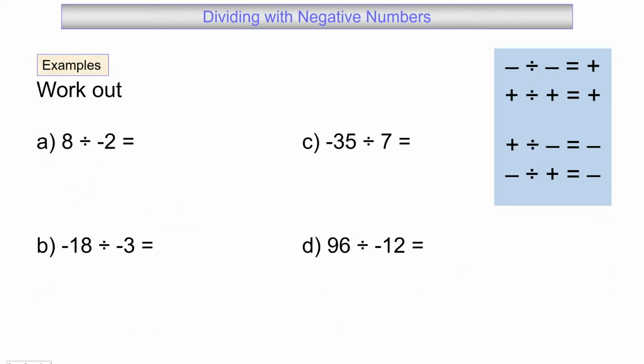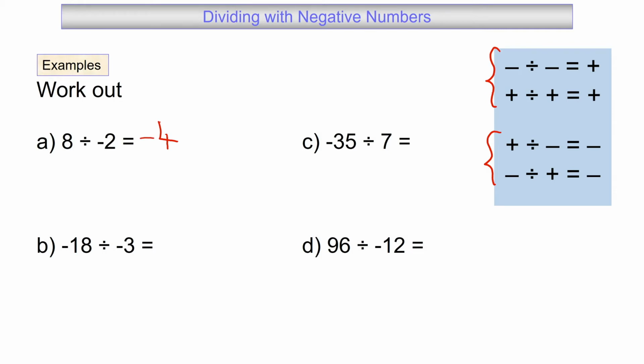Now let's look at dividing with negative numbers then. So in the top right hand corner, I have the rules. Again, if the signs are the same, then the answer is a positive, and if the signs are different, the answer is a negative. So looking at A then, we follow the same steps as we did with multiplying, but this time we divide. So we look at the numbers first. 8 divided by 2 is 4. A positive divided by a negative, those signs are different, so the answer is a negative.